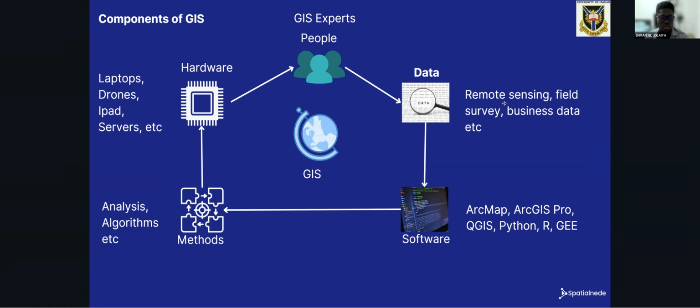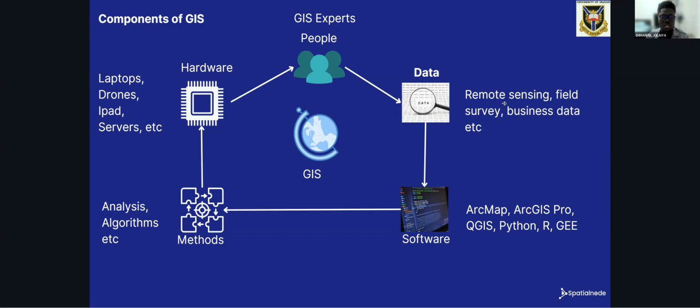And then the hardware. This usually goes with the data collection and the software. Like our laptops are hardware, for example. The laptops that we install the software on are hardware. The drones that we use to collect the data sets, the satellite sensors, the servers that are going to be hosting our maps. For example, the Google Maps base map is hosted on a server. That's the GIS hardware. The iPad that we take to the field to collect data is hardware.